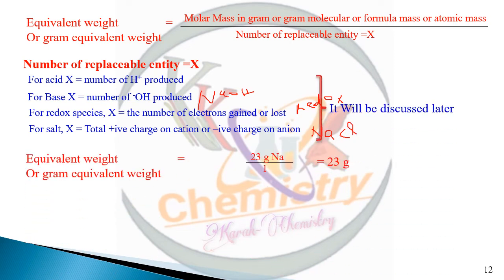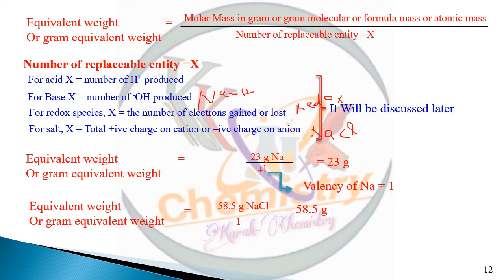Okay, each and every one will be discussed later. So if we have sodium, it's actually plus 1. So sodium 23 divided by 1 is equal to 23, where plus 1 is valency of sodium. Well, equivalent weight of sodium chloride is 58.5 because we have one replaceable sodium or one chloride ion.